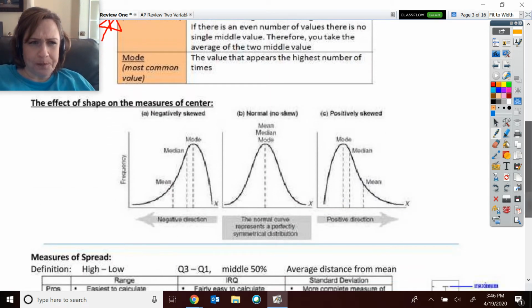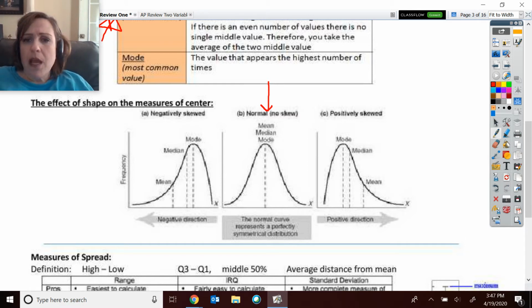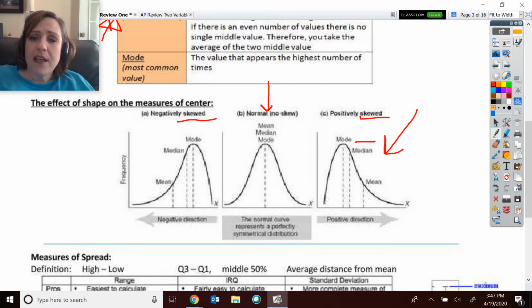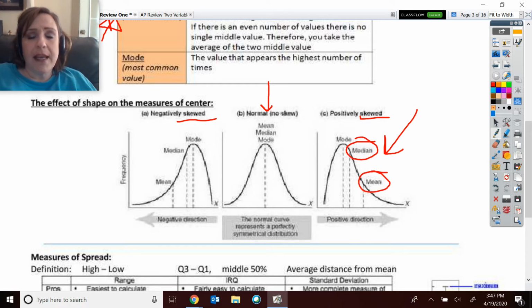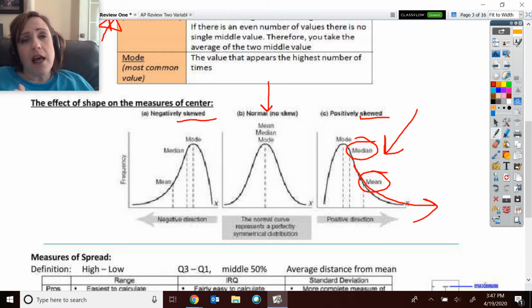Because you can see down here that if we have symmetry, then our mean, median, and mode are the same. But look here. If we have something that is skewed left or skewed right, then our median and our mean are not going to be the same. The mean is pulled in the direction of the skew. So if you are skewed to the right, then you've got a higher mean than median.